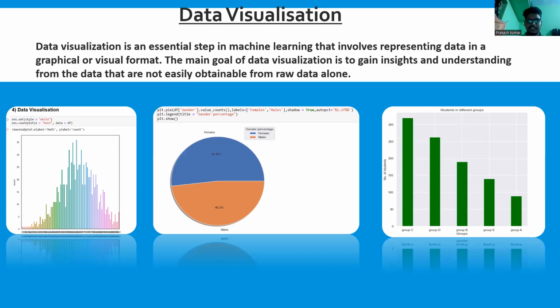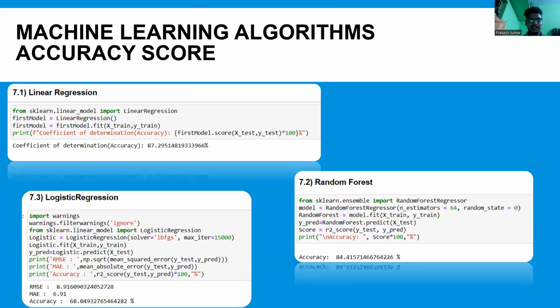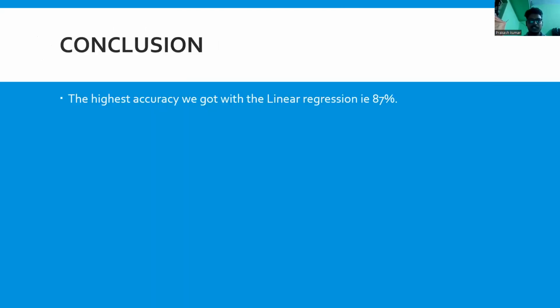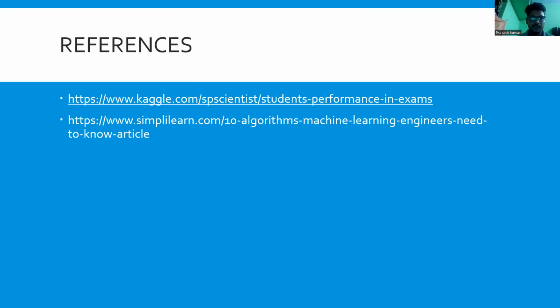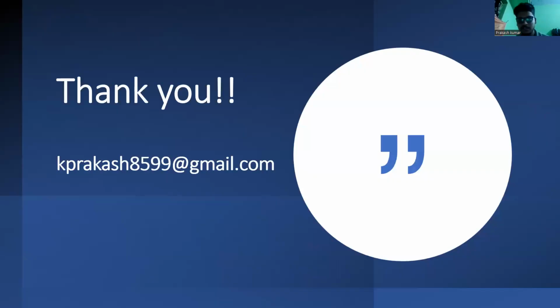After the visualization part and splitting the data into training and testing data sets, we apply our machine learning models on it. And after applying, we got the accuracy for linear regression as 87.29%, for random forest it is 84.41%, and for logistic regression it is 68%. So the conclusion is the highest accuracy we got is with linear regression, that is 87%. These are the references I have used. Thank you, sir. That is all from my side.